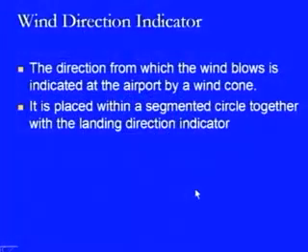Generally, this is placed within a segmented circle together with the landing direction indicator. So, the pilot need not look in two different directions to locate both pieces of information. Both will be available to the pilot at the same location, in the form of a segmented circle on which a T is placed, and along with that T there is a flag sort of arrangement on which a wind cone moves in a certain direction, indicating the direction in which the wind is blowing.